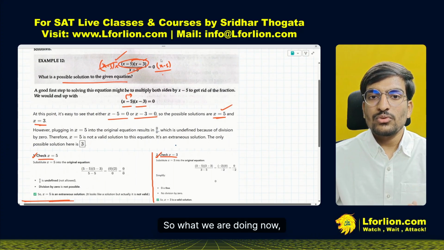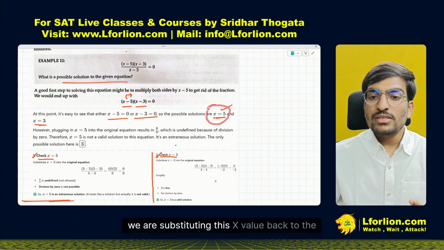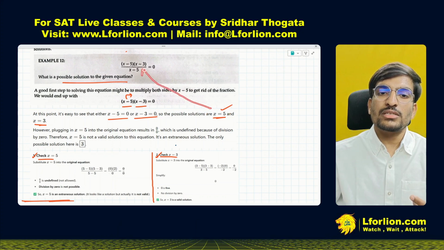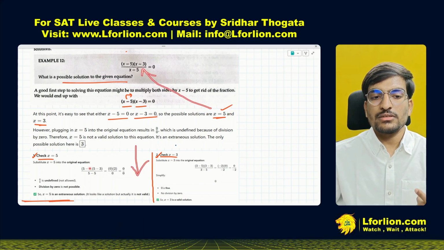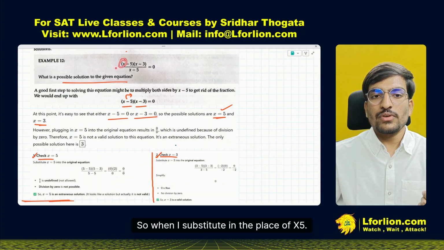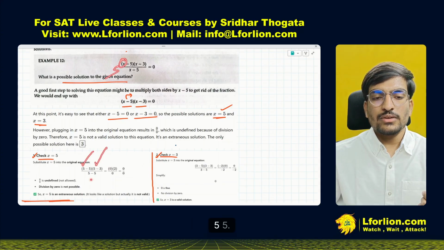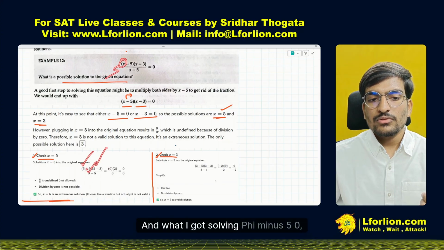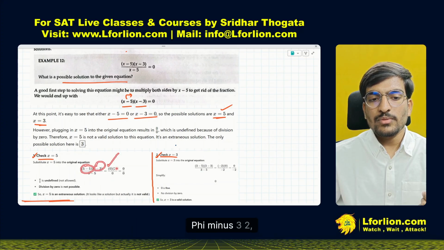So what we are doing now, we are substituting this x value back into the equation. I did the calculation part here. When I substitute 5 in the place of x, solving: 5 minus 5 is 0, 5 minus 3 is 2, 5 minus 5 is 0. And what I got is 0 by 0.